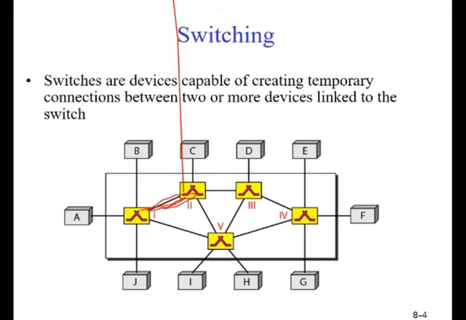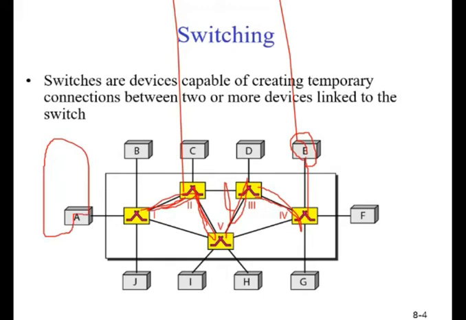And then it will ask the other device for a temporary connection, and then we'll make a temporary connection with these devices, and then a temporary connection here, and then we can reach wherever we want to go. Like if we want to go from here to here, it will ask this switch for a temporary connection, and once the connection is made, we can communicate.